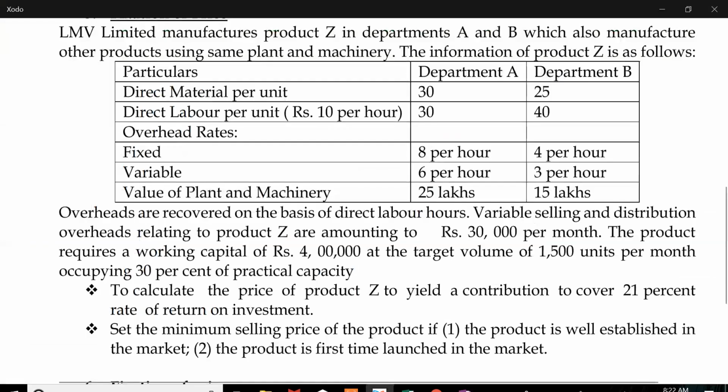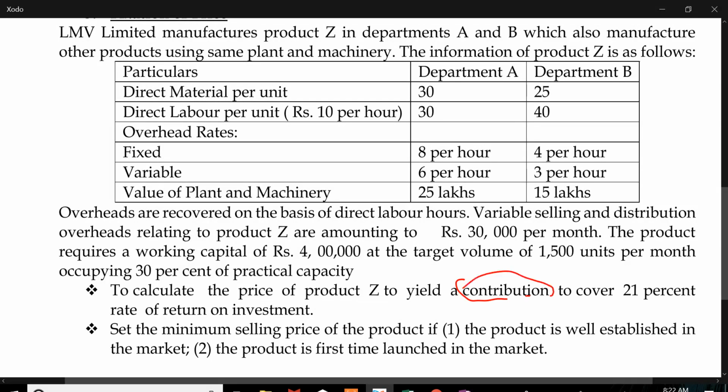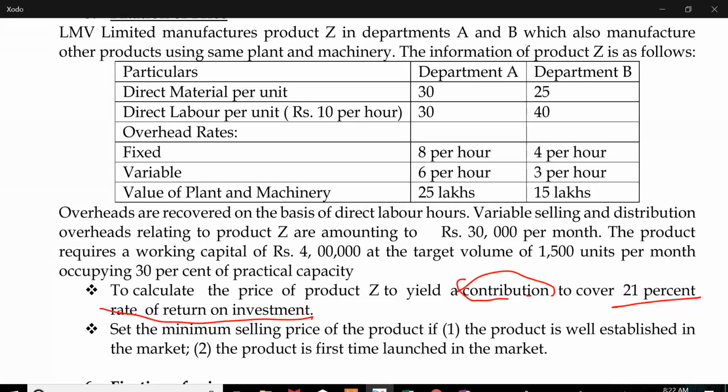Okay. Now listen. Calculate the price to yield a contribution. The word is very clear. Yield a contribution to cover 21% return on investment. Last problem, profit was 20% of capital employed. In this question, contribution is 21% of capital employed. It's contribution, not profit. If it was profit, I would have added to the total cost. If it's contribution, I'll add only to the variable cost.